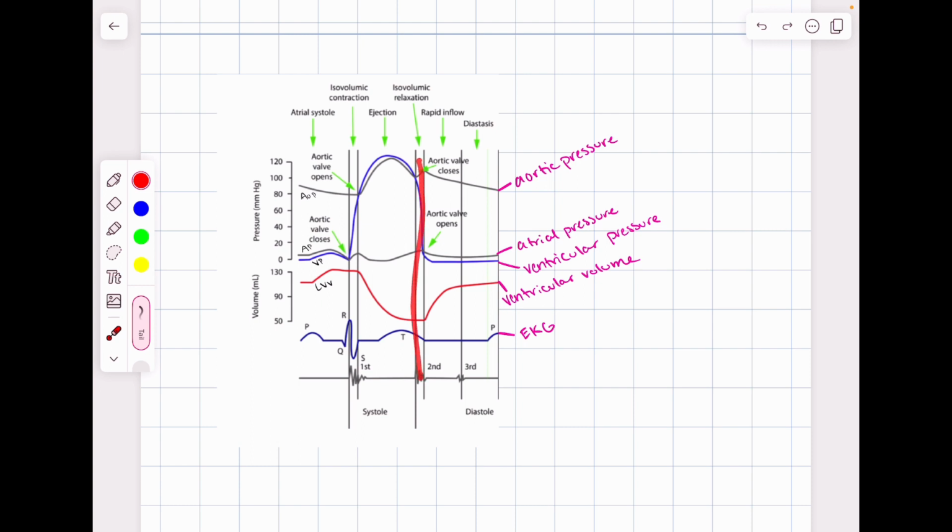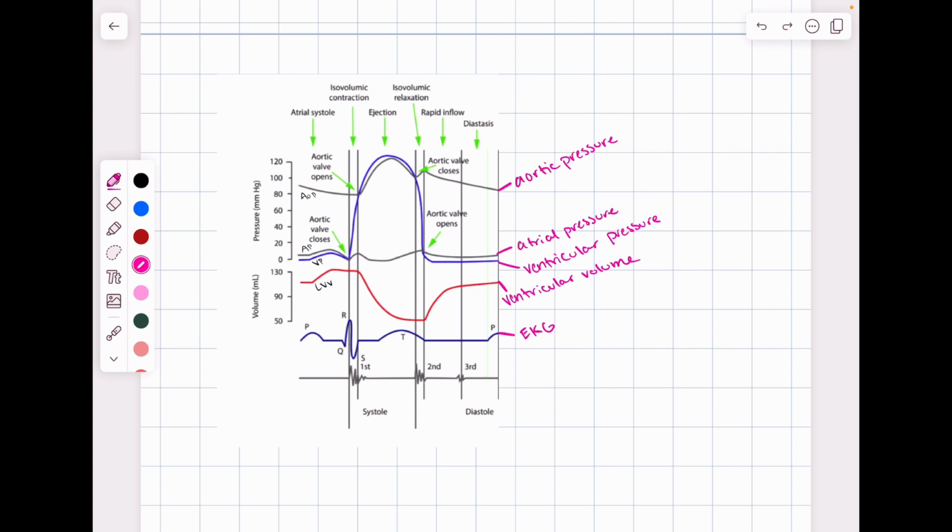So again, isovolumetric, volume stays the same. In this section, we have the T wave. The T wave is ventricular repolarization, so our ventricles are going to relax, and we're going to start moving into the diastole phase of the heart, right? Diastole is relaxation. So the pressure in the ventricles is going to come back down, which we see right here. We see that it steadily comes back down, and the volume stays the same because it's isovolumetric.